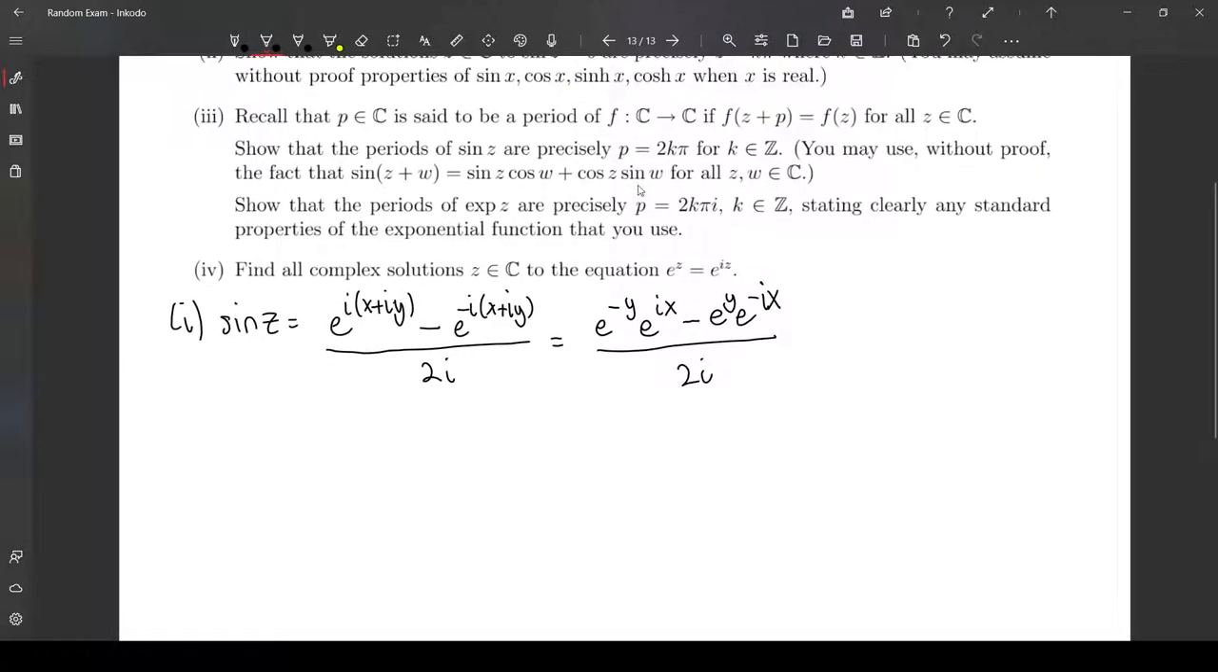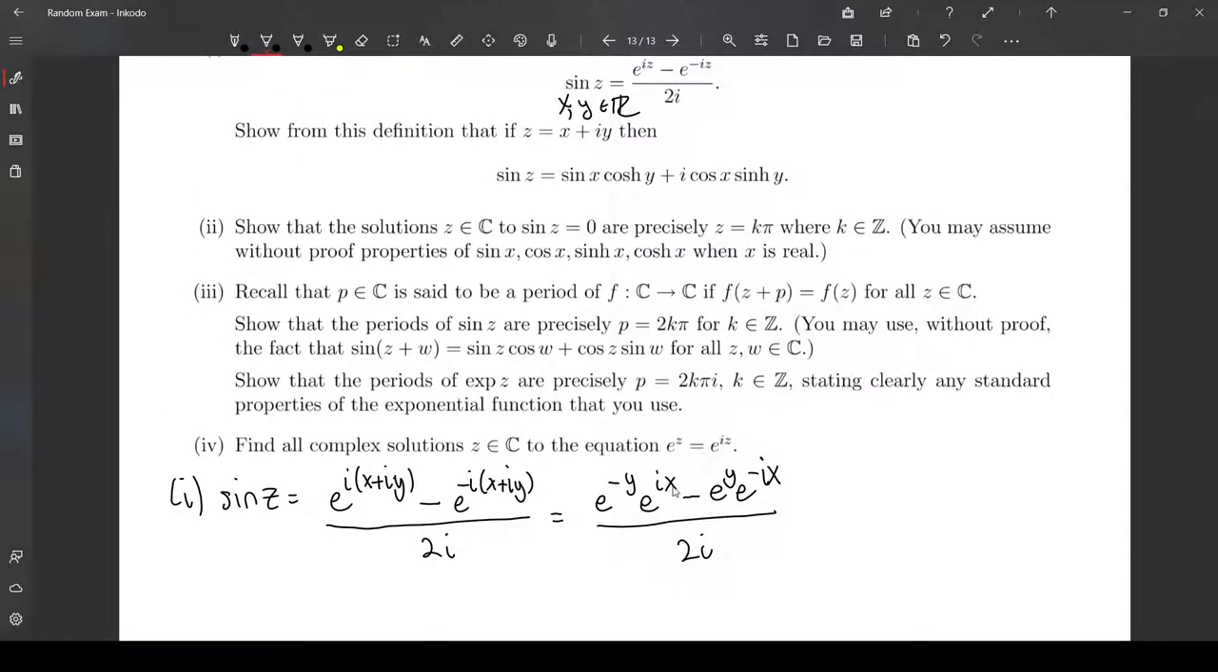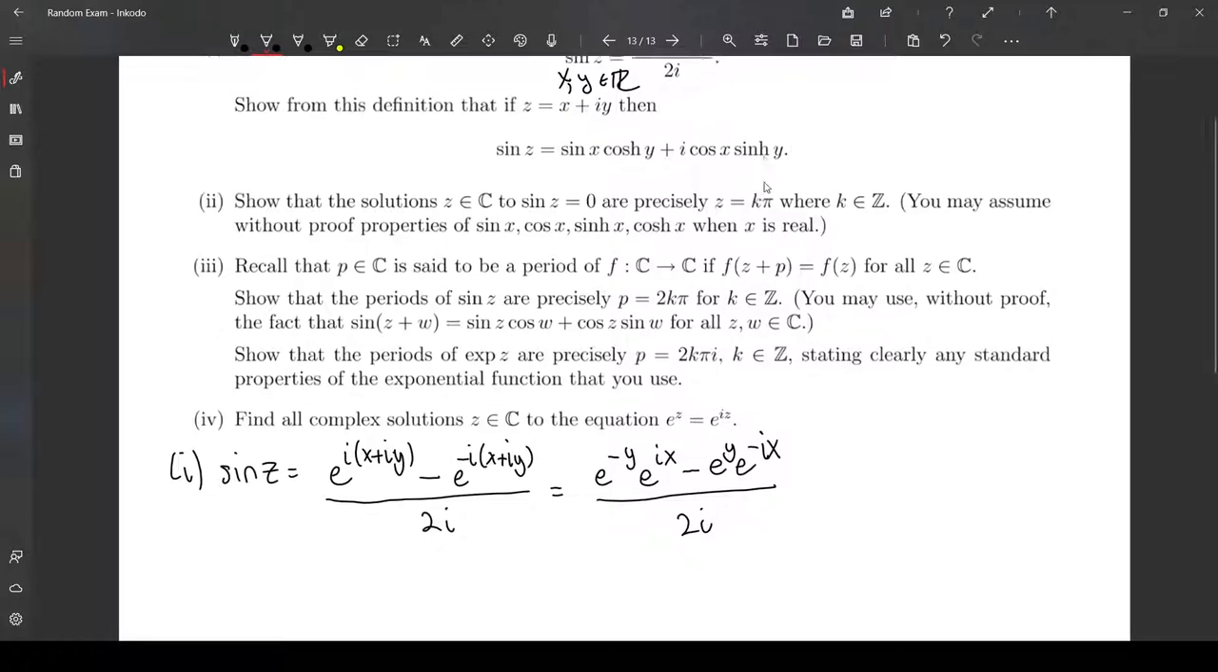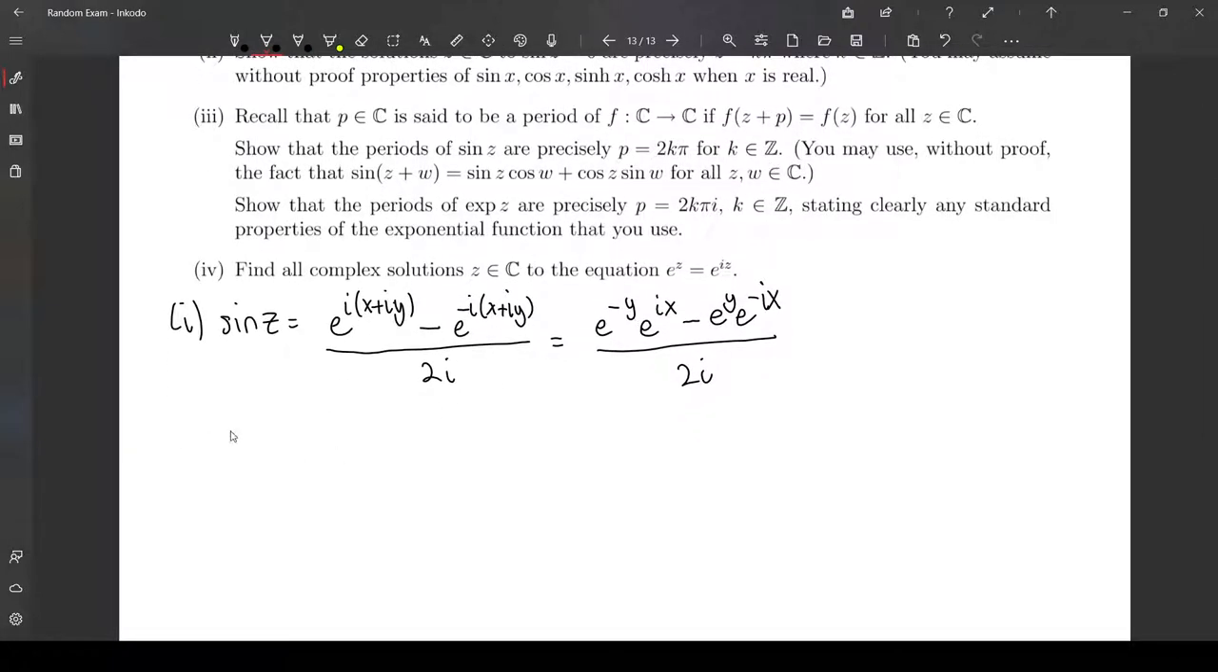So I think what I can do is replace e to the ix by cosine x plus i sine x, and then e to the minus ix by cosine x minus i sine x, and then separate everything into real and imaginary parts. Then I'll have a sine x factor and a cosine factor, and I'll get the hyperbolic expression here. So I'm going to write this as e to the minus y times cosine x plus i sine x, minus e to the y times cosine x minus i sine x, over 2i.